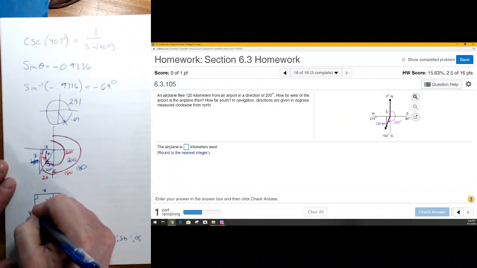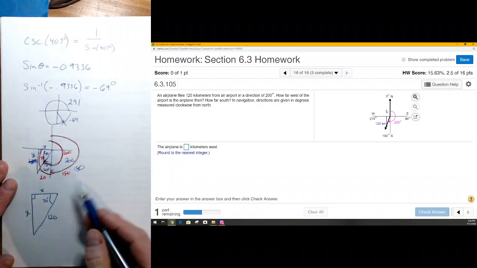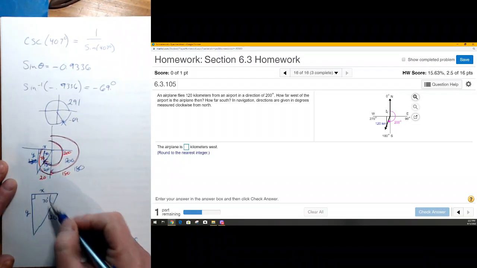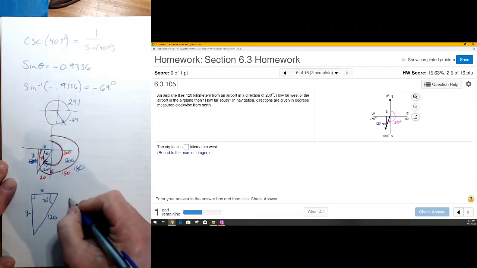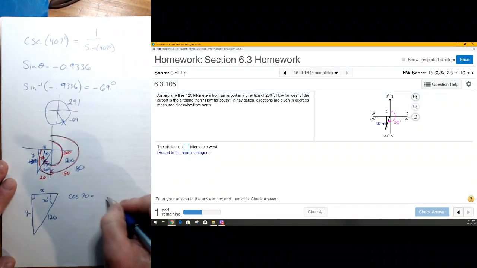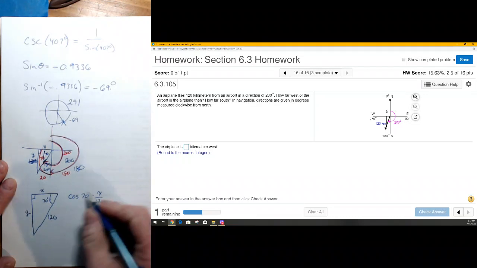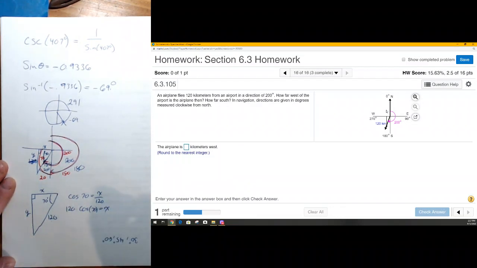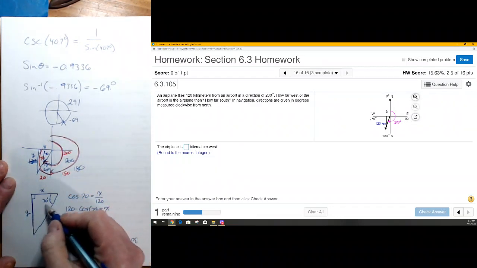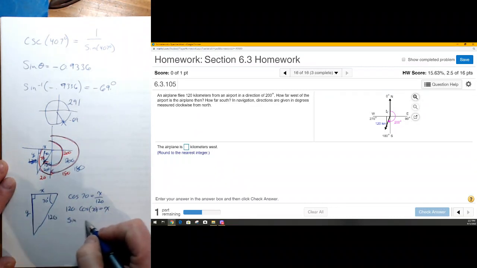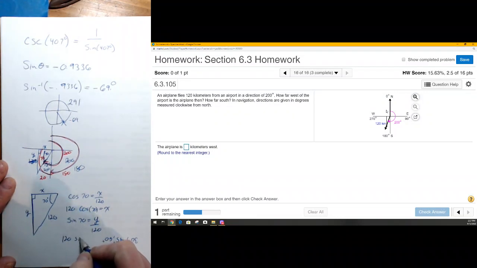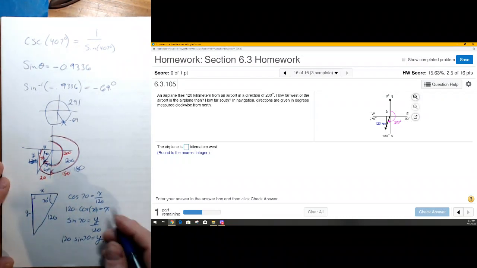I want to find these two values. So I'm given this angle, I want to find x. That is the adjacent and the hypotenuse. So the cosine of 70 is equal to x over 120, or 120 times the cosine of 70 is equal to x. And then for y, that is the opposite side. So I'm going to write sine of 70 is equal to y over 120, or 120 sine of 70 is equal to y. And then you just plug those into your calculator and you'll get your answer for this problem.